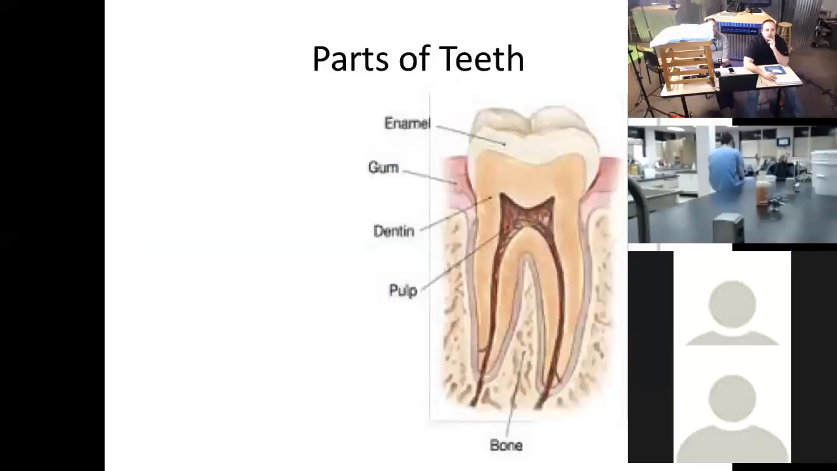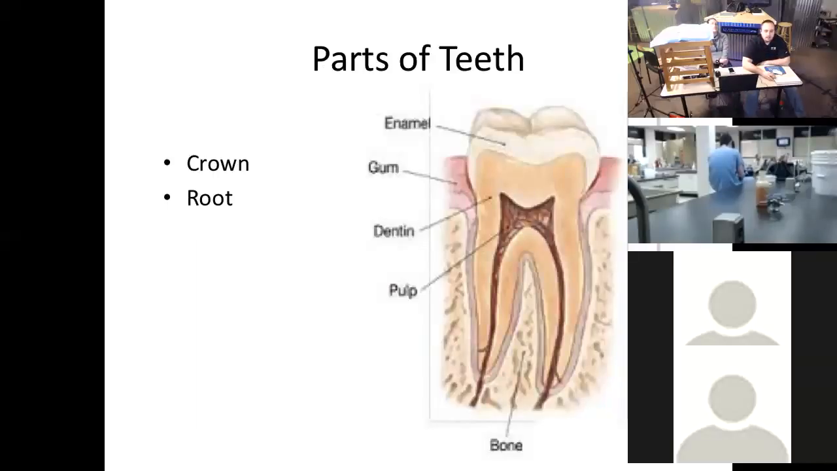Now, when we talk about the different parts of the tooth, there's a couple different ways to look at it. The first way is to look at the crown and the root. The crown is the visible part of the tooth above the gum line, and the root is everything below the gum line, and it actually makes up about 2/3 of the length of the whole tooth.